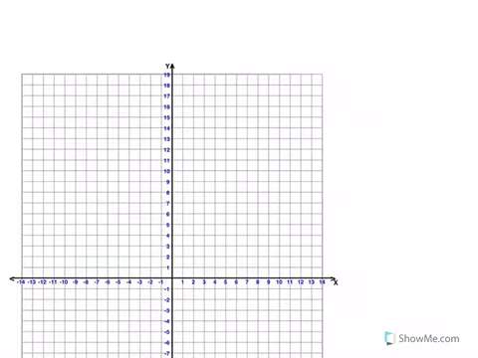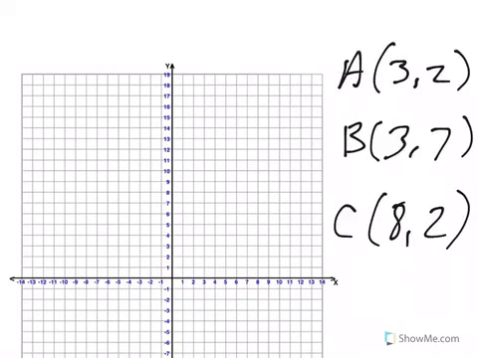We've got a portion of a coordinate plane here, and I'm going to give you some coordinates. We're going to graph these coordinates, and then we're going to name the polygon. So A is 3, 2, so we're going over 3, up 2, and if I can mark it, there we go. B is over 3, up 7. So over 3, up 7. Not quite. It's got to be perfect, right? There we go. And then C is, which I'll label these off to the side here. C is over 8, up 2.